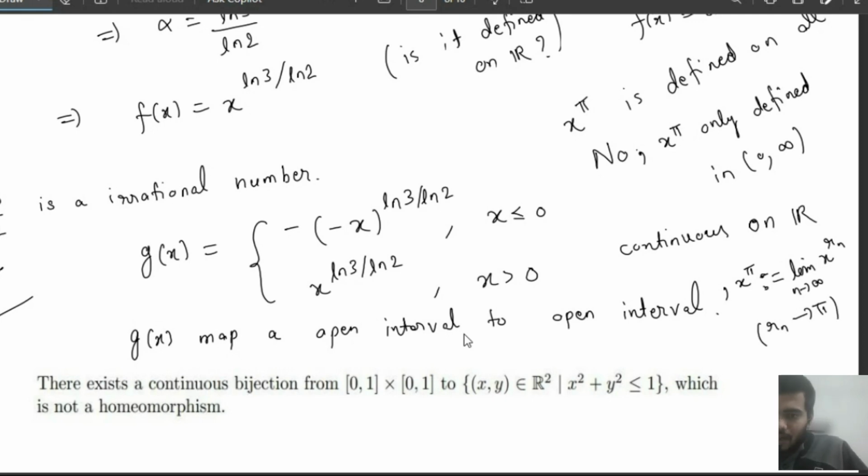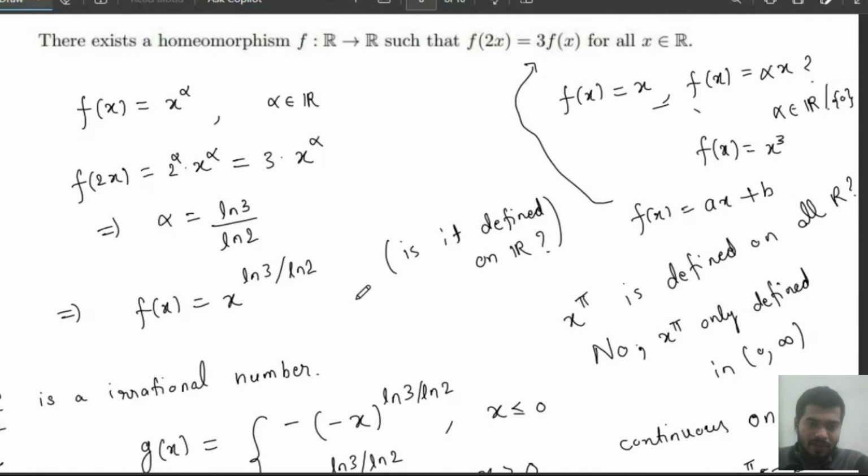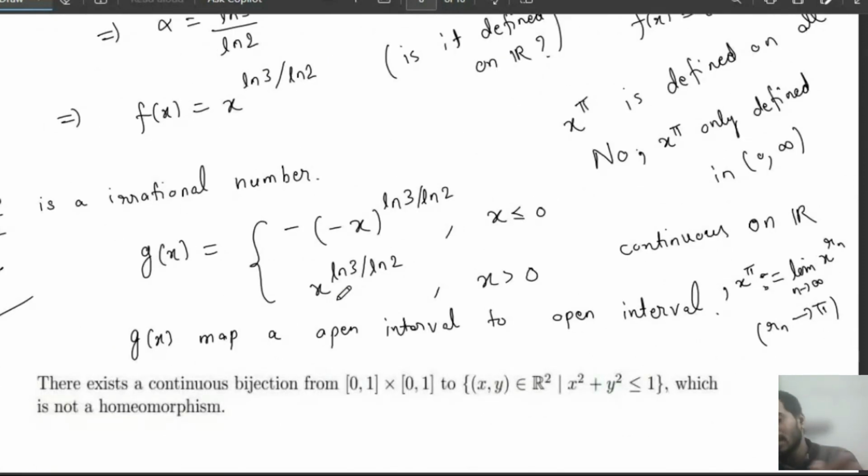And why it is not defined on negative numbers is because r_n could be negative, and r_n could be a rational number for which x raised to r_n is not defined. For instance, x raised to half is not defined on negative numbers, or even x raised to any rational number whose denominator is even cannot be defined on the negative real axis. So because of this fact, x raised to pi cannot be defined on the negative real axis. So we made a function f(x) and then extended it a little bit to get what we require.